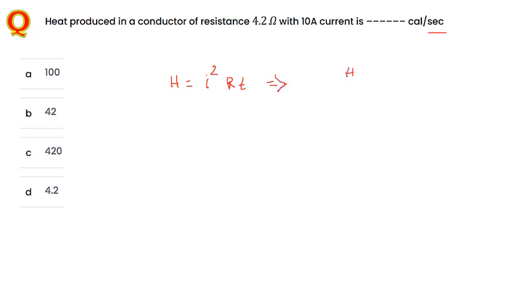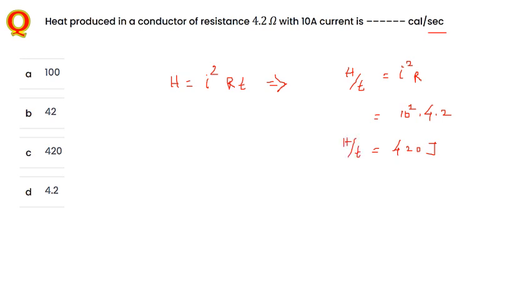So H divided by time, that is H is nothing but heat production, heat production per second, that is about the time. What I'm going to have here is I square into R. So already you know this one, the I value they have given, the current here is 10 square, into R value here is 4.2. So heat production in this case is 420 joules. That is about heat production per unit time.